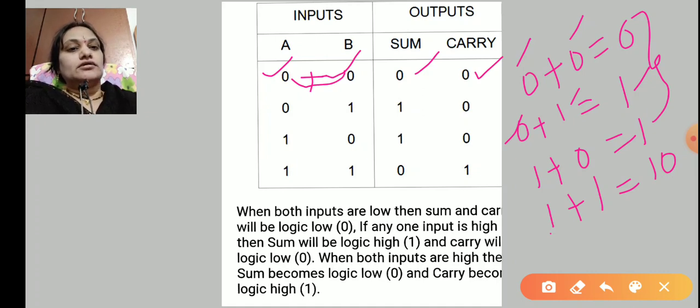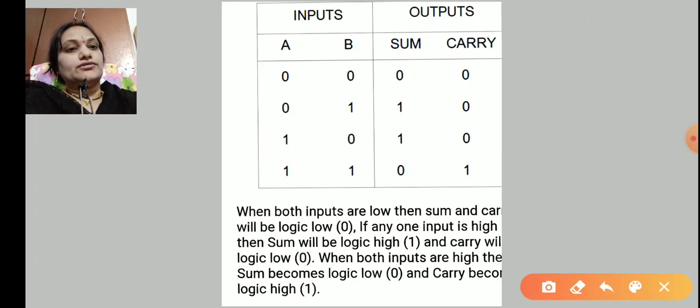Now take the second condition. A is equal to 0, B is equal to 1. Now you add these two digits. So 0 plus 1 becomes 1. There is no carry. That is why 0 is present at the carry. Next, third condition. 1 plus 0 becomes 1. There is no carry. That is why 0 comes at the carry.